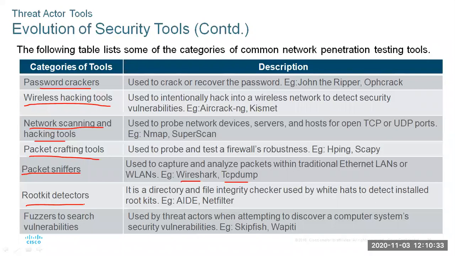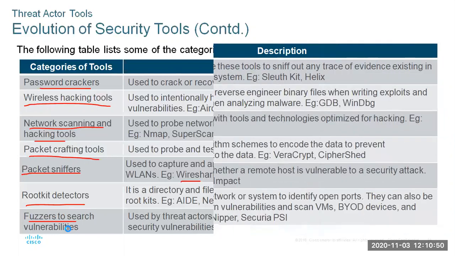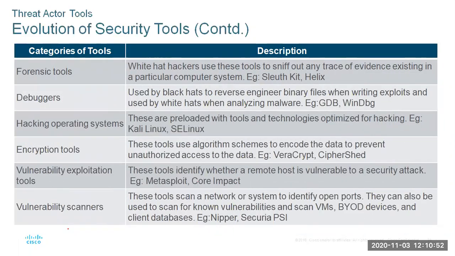Rootkit detectors are directory and file integrity checkers used by white hats to detect installed rootkits. Then fuzzers are used to search for vulnerabilities. These are the tools. There are also forensic tools, debuggers, hacking operating systems, encryption tools, vulnerability exploitation tools, and vulnerability scanners.